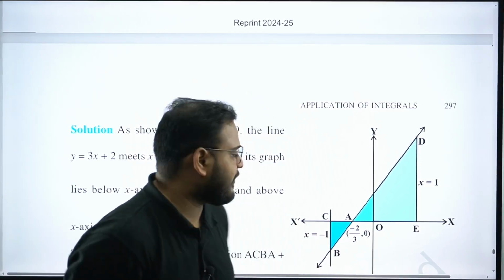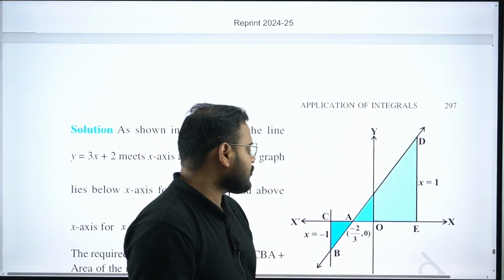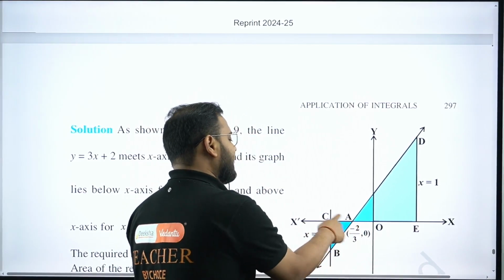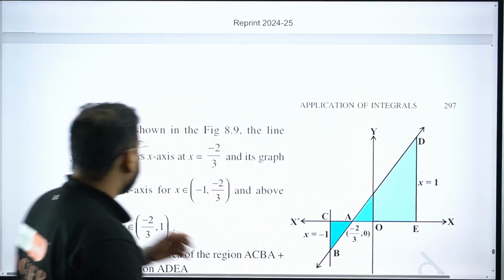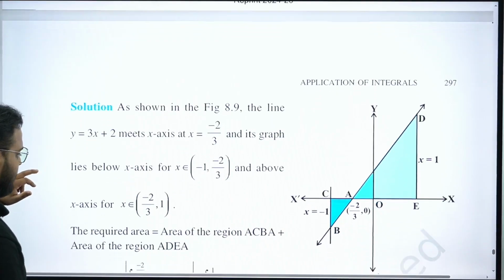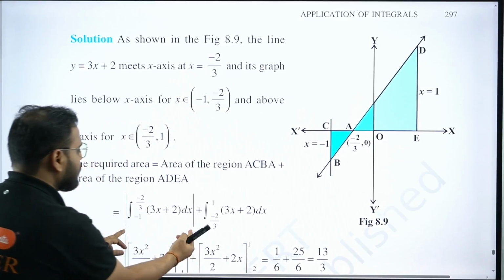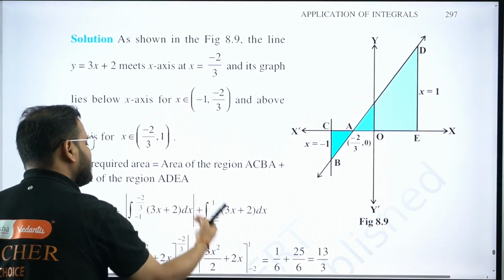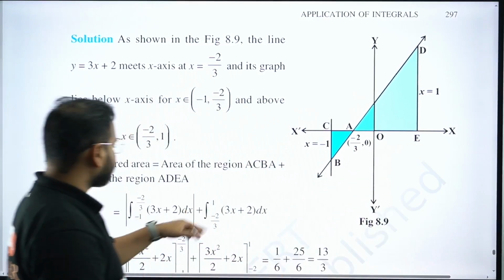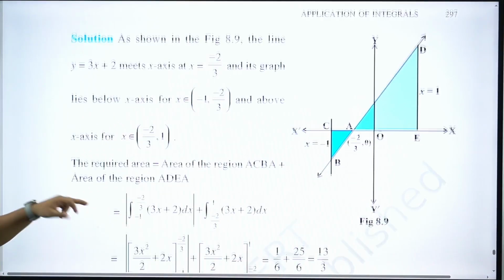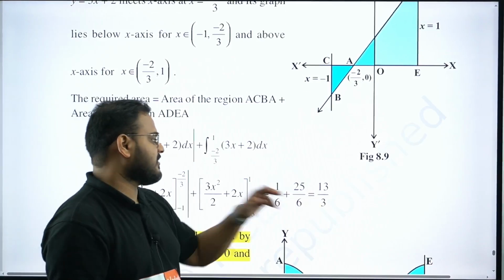What do you do in this question? You find the critical points. The points here are minus 1 and minus 2 by 3. From minus 1 to minus 2 by 3 the function is negative, so the area will come out negative. So you apply the modulus in that limit. I'll show you, minus 1 to minus 2 by 3. You apply a modulus here to make the area positive, and this part is as it is, from here to 1 is as it is. The function is the same, just the modulus is applied. Please check. The answer is 13 by 3.